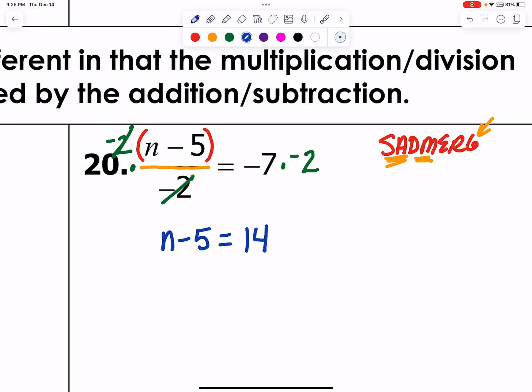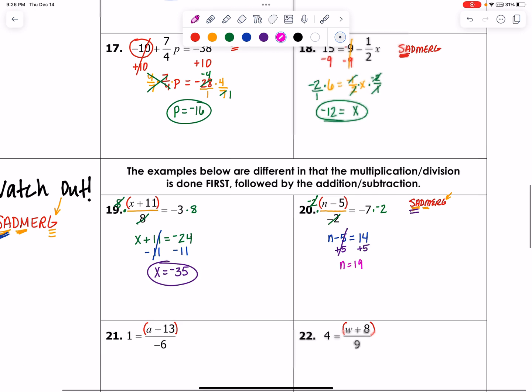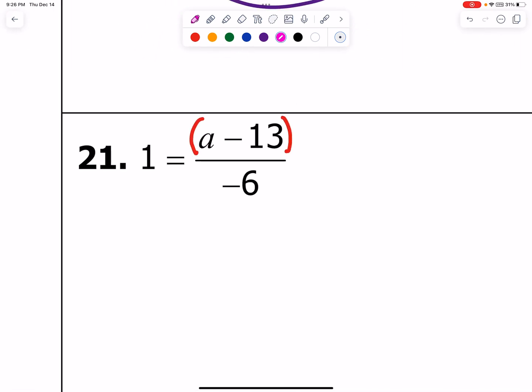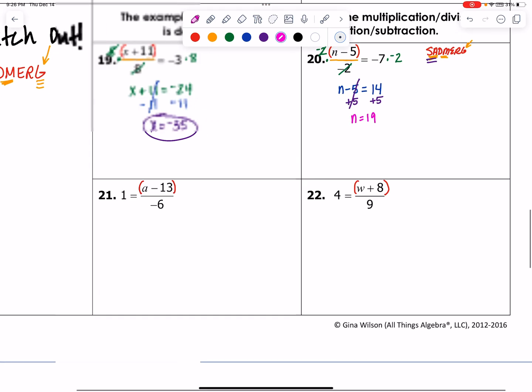All right, now we can go ahead and take care of addition subtraction. So plus 5 to both sides. Physically cross it out. And what are you left with? You're left with n equals 14, 15, 16, 17, 18, 19. And there you go. All right, 21 and 22, same idea. If you want to pause and try those out and then check, you can.